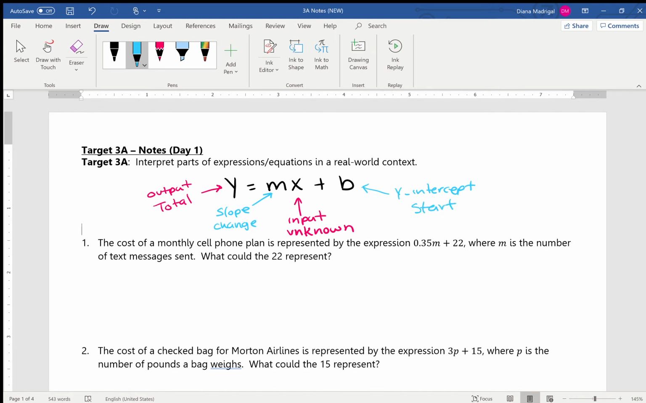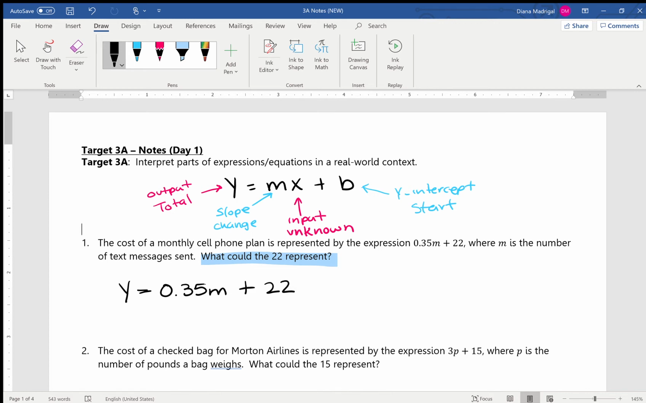So again, when we are talking about real world situations, we're going to have to interpret based on finding if it's going to be the y-intercept that we're talking about, or is it the slope, or is it the output. Okay, so let's go ahead and try number one. It says the cost of a monthly cell phone plan is represented by the expression 0.35 m plus 22, where m is the number of text messages sent. What can 22 represent? So they're asking you, what does a 22 represent? And again, let me just rewrite the equation here. Y equals 0.35 m plus 22.